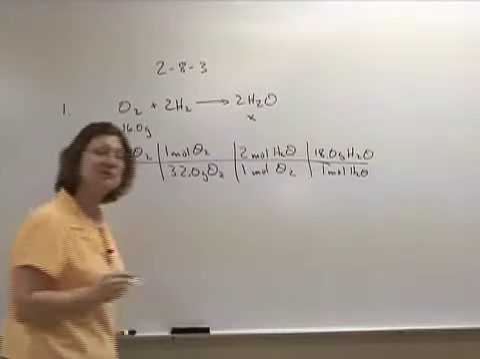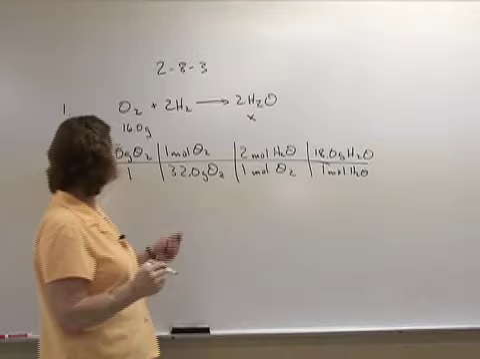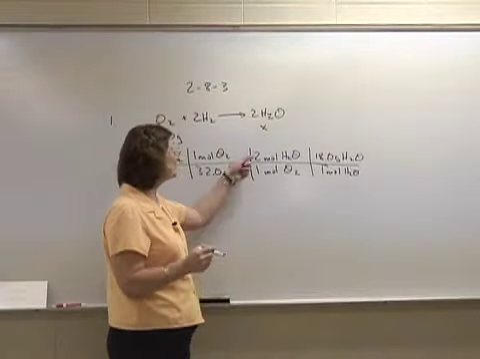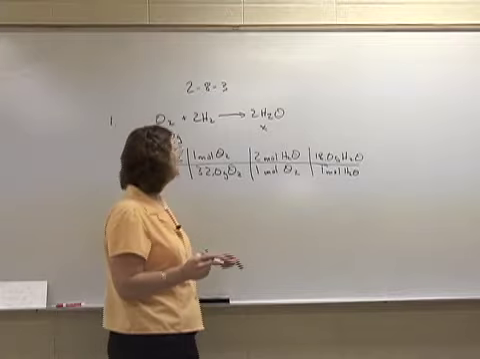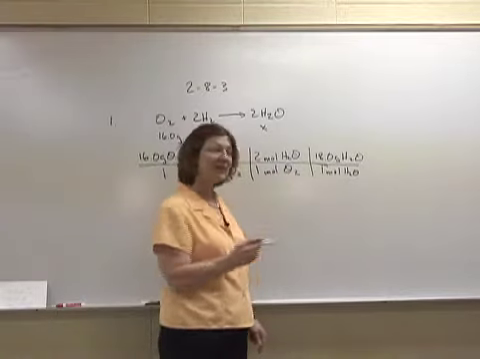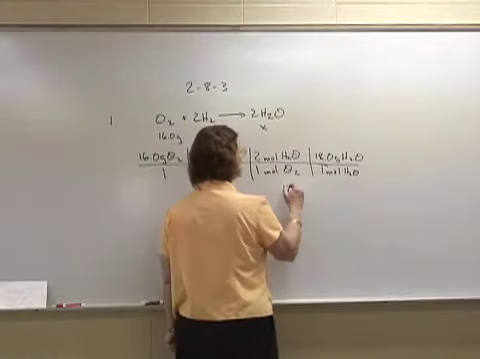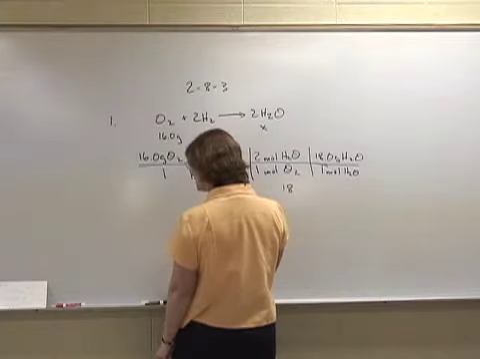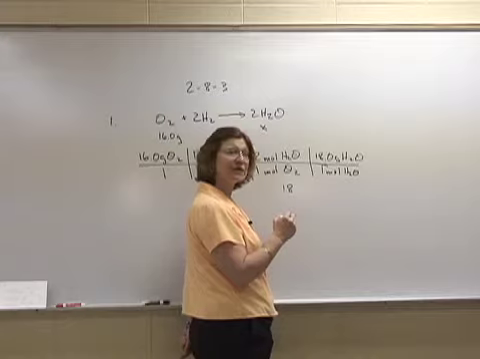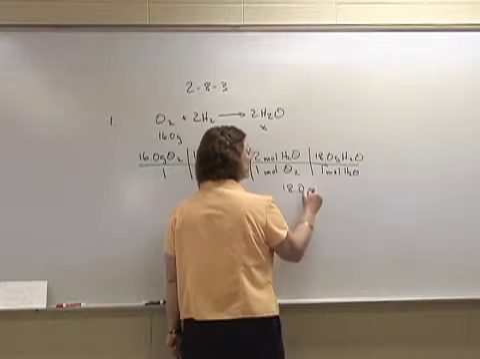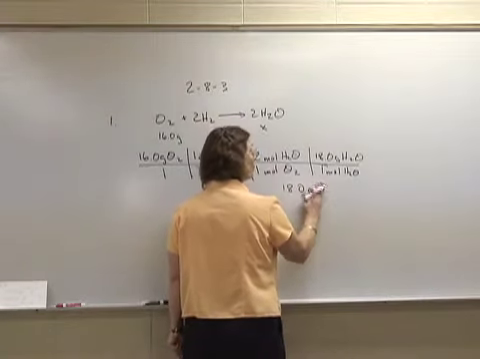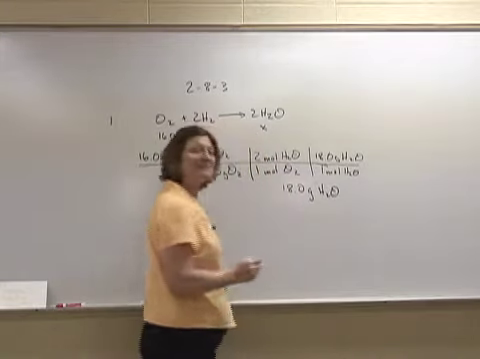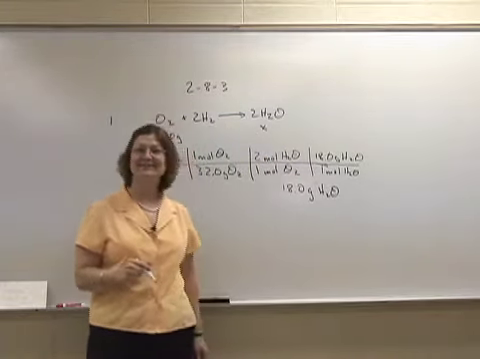Now, it's possible to do this in your head. You can see that 16 divided by 32 is 1/2. Times 2 is 1. Times 18 is 18. And therefore my answer is 18. And I go back to my original problem, and my least number of significant digits is 3, so I need 18.0 grams of water. And that's how you do number 1.